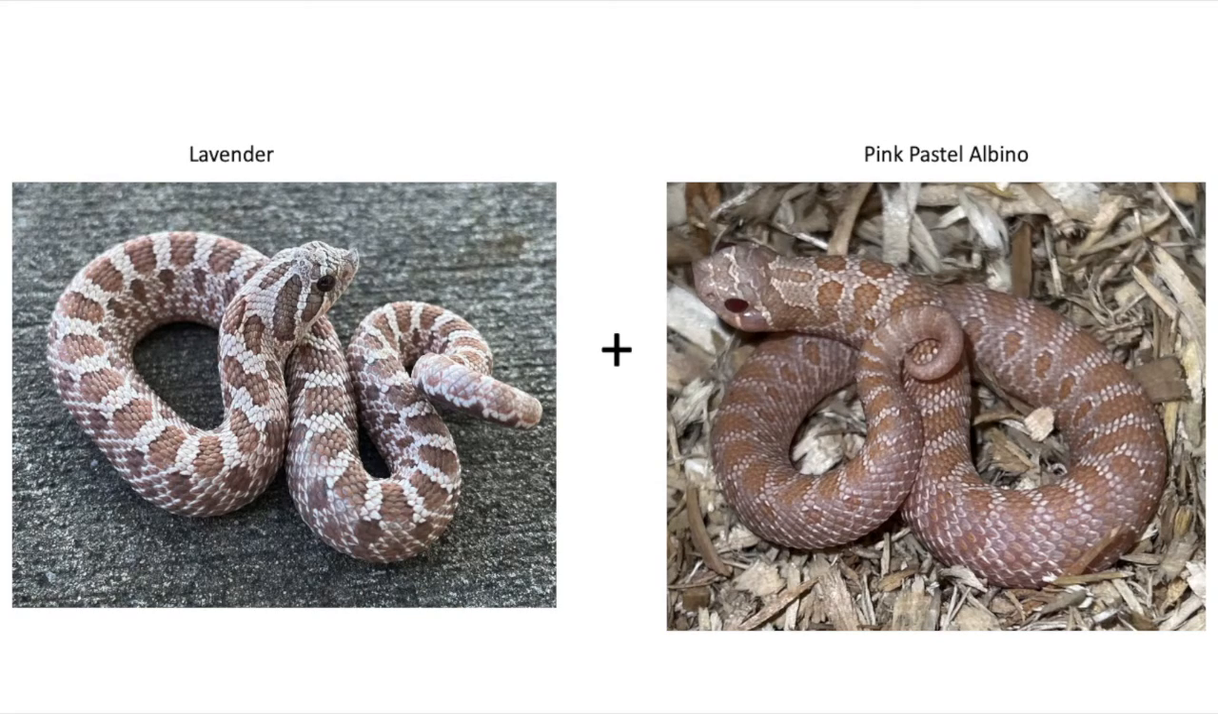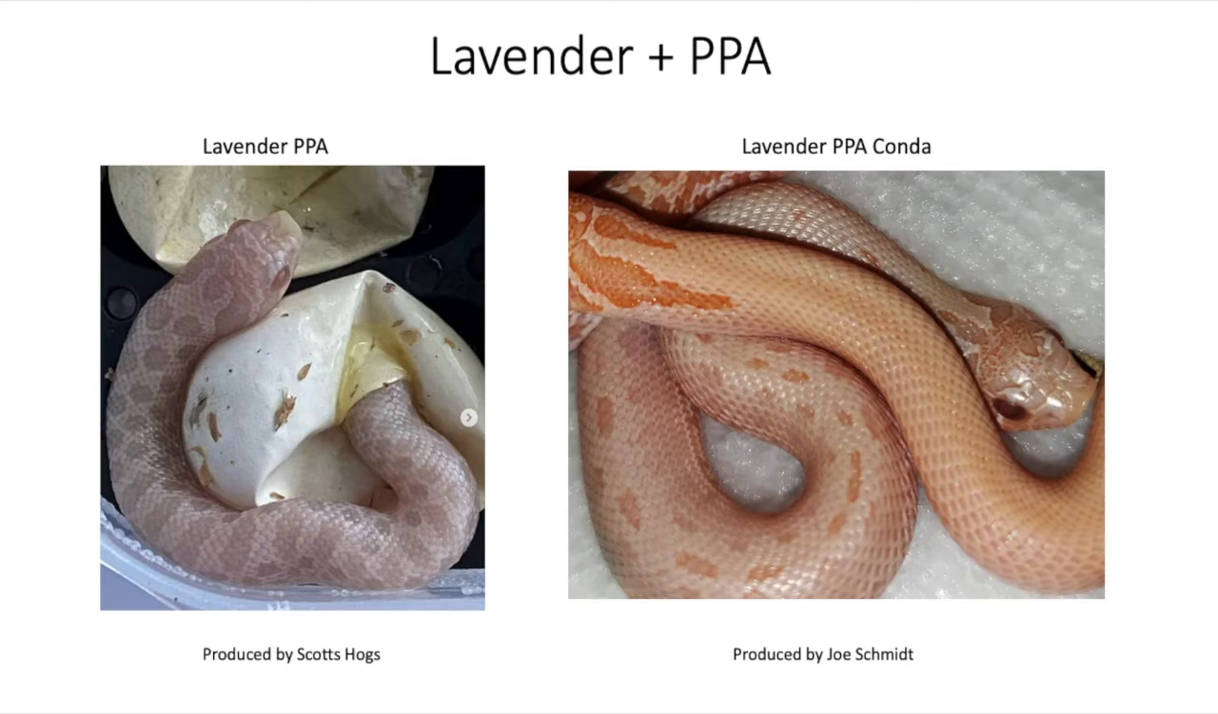Next morph combination is going to be the lavender combined with pink pastel albino. And here's what that produces. So we have the lavender pink pastel. And then on the right hand side, we have a lavender pink pastel albino conda. So you can actually see an albino super conda sitting on top of it. And to my knowledge, I don't think there's an Arctic version or a super Arctic version of this combination.